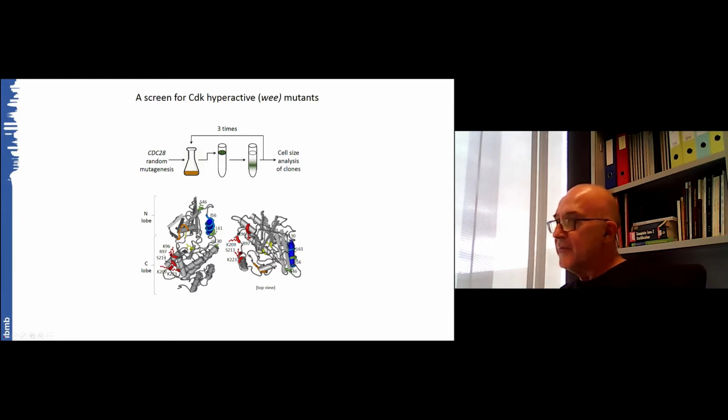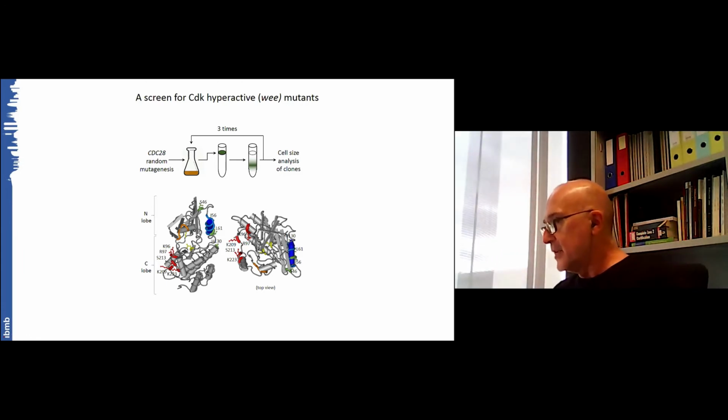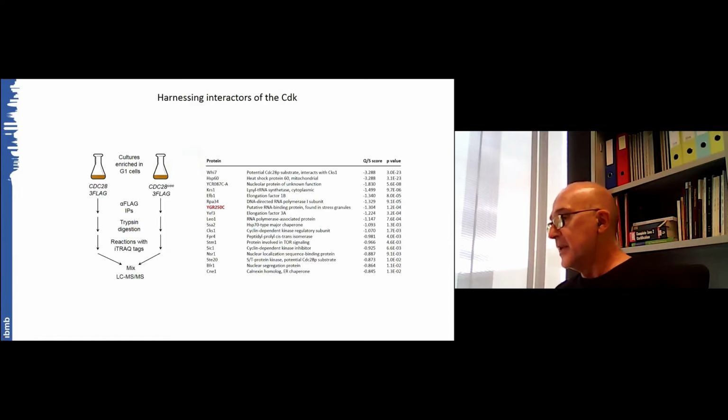And all the mutations that we found, or most of them, affected positively charged amino acids, suggesting that these small cells were small because they had this hyperactive CDK, because the CDK was not interacting properly with a negative regulator. And this was, in fact, our objective, to identify negative regulators of the CDK. So the next step was to characterize the interactome of the wild type and the mutant proteins.